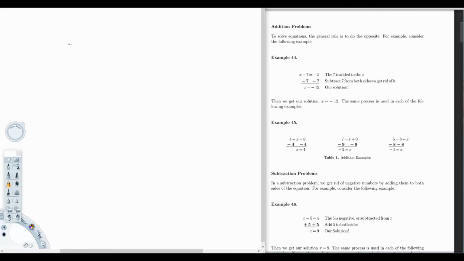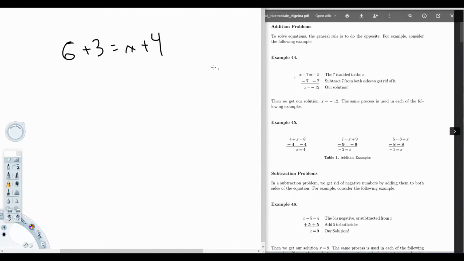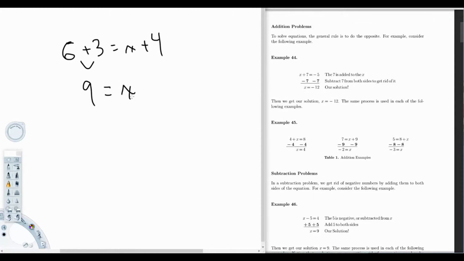Let's do something a little bit easier that we can understand. So let's say you have 6 plus 3 equals x plus 4. That looks complicated, right? But if we do what's written here, we can add these two, which equals 9, and we're left with x plus 4. Now, how do I get rid of the 4? Well, you can subtract 4.